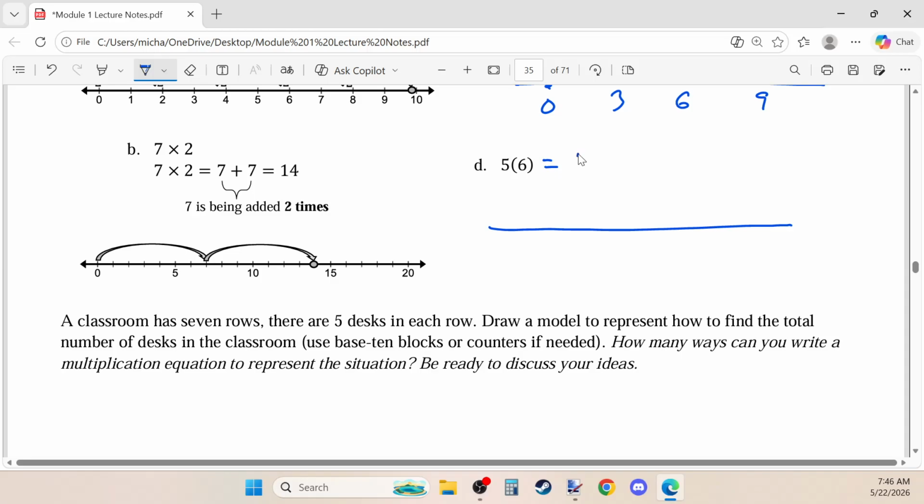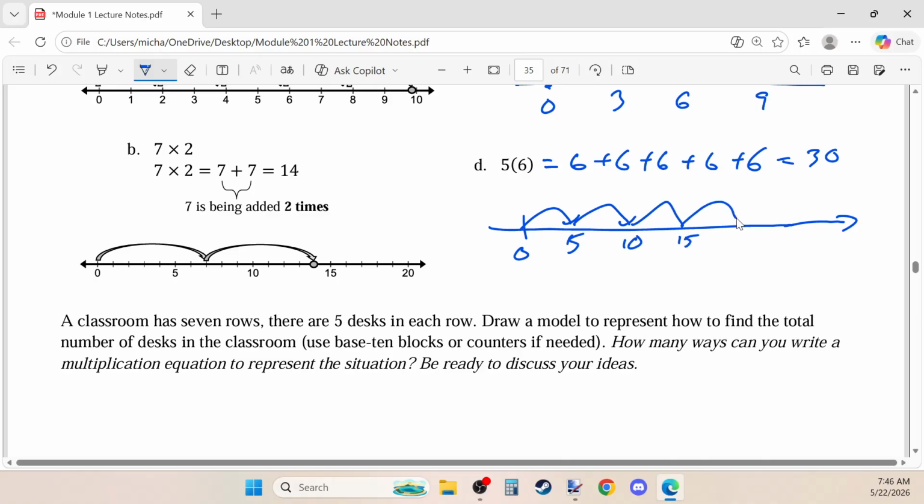We have here 6 plus 6 plus 6 plus 6 plus 6. This is 30, by the way. We can also think of it as doing 5 plus 5 six times. So we can go 5, 10, 15, 20, 25, 30. This is 1, 2, 3, 4, 5, 6 jumps.